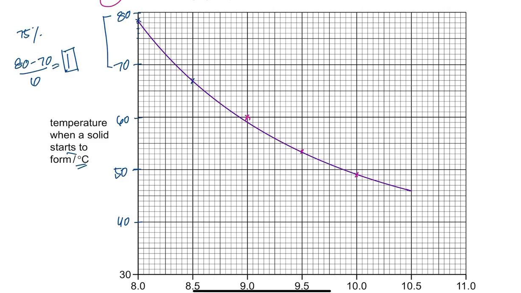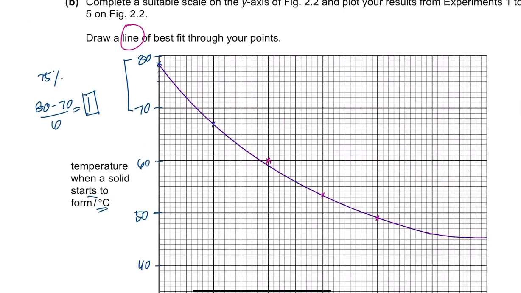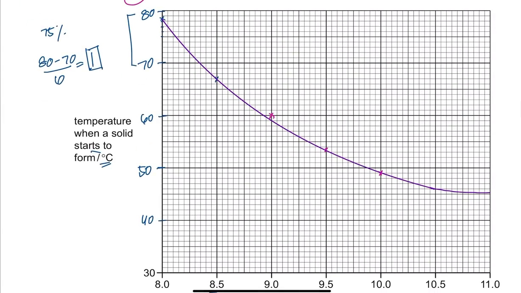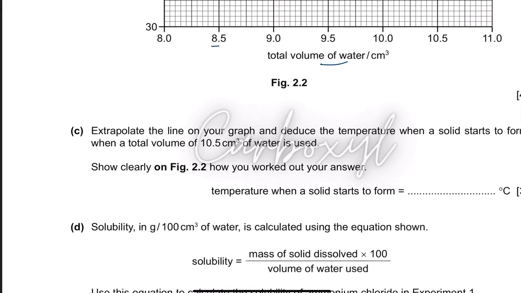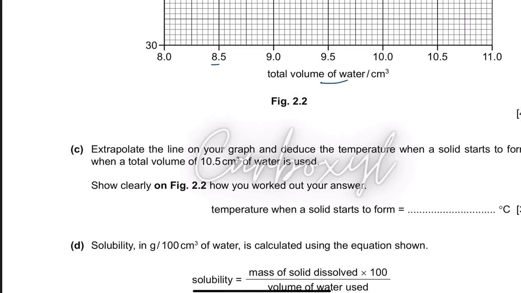Okay, this seems about right. And now it will ask us, so this is my entire graph. This seems like a double line right here, but you have to draw one smooth curve. That's going to be the line of best fit.